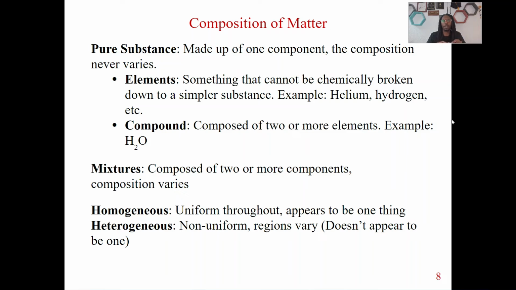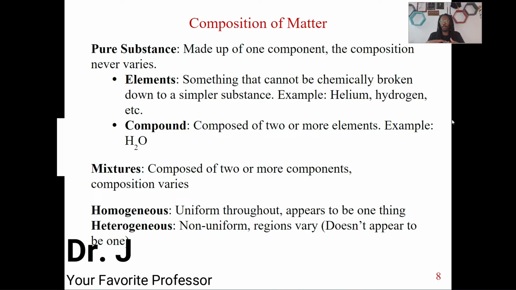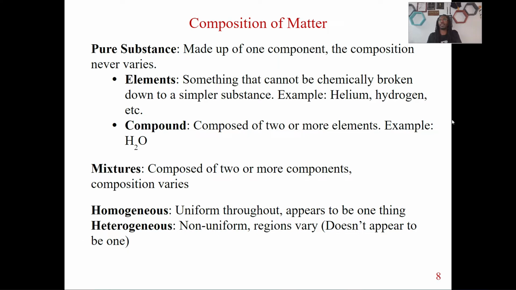Let's just break down this title: composition of matter. What exactly do I mean by composition of matter? We have officially talked about both of these things. Composition is basically the makeup of something, and matter is anything that occupies space and has mass. So when I say composition of matter, I'm talking about the makeup of something that occupies space and has mass.